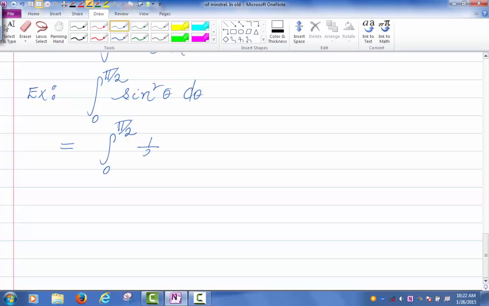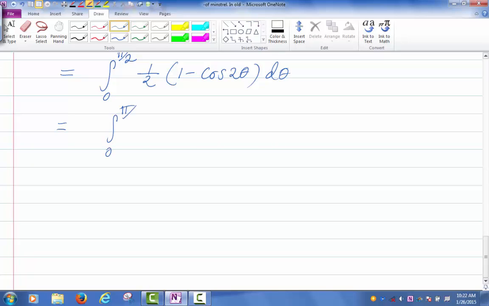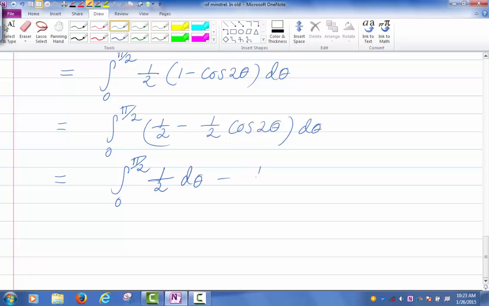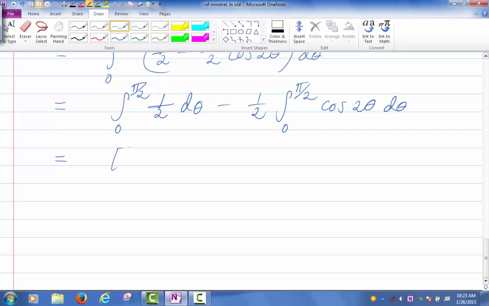You rewrite sine squared as half of 1 minus cosine 2 theta here. And then this is the integral from 0 to pi over 2 of half minus half cosine 2 theta. What is the antiderivative of half? Actually, let me do one more line. Let me rewrite this as the integral from 0 to pi over 2 of half d theta minus half integral from 0 to pi over 2 of cosine 2 theta. What's the integral of half? The integral of half is half theta.